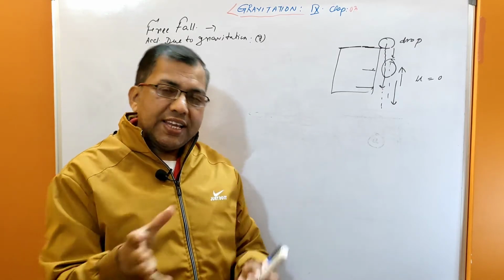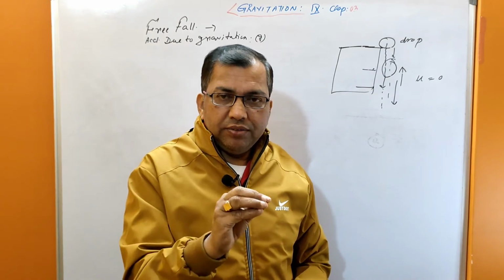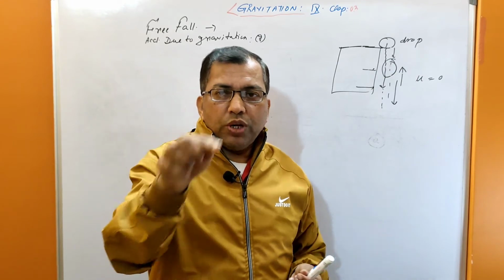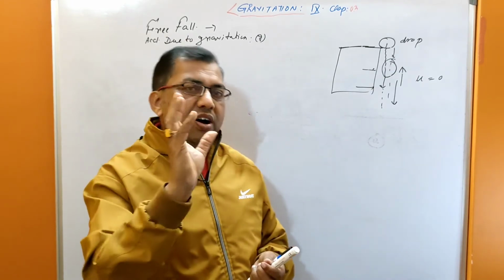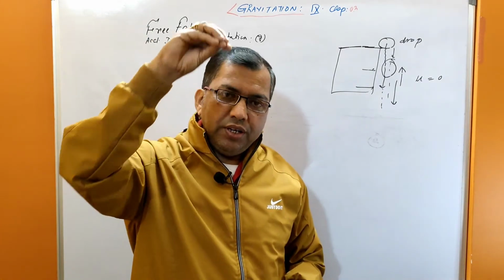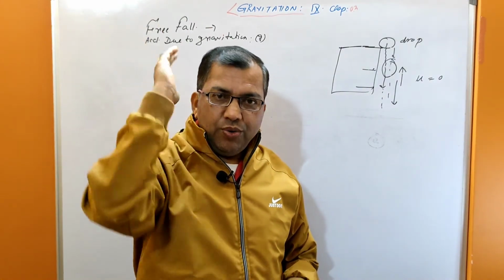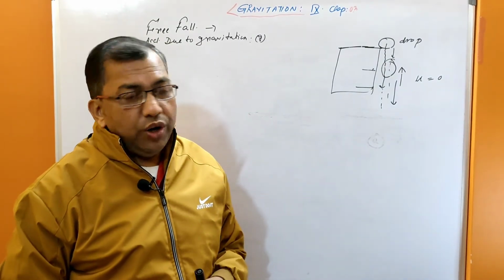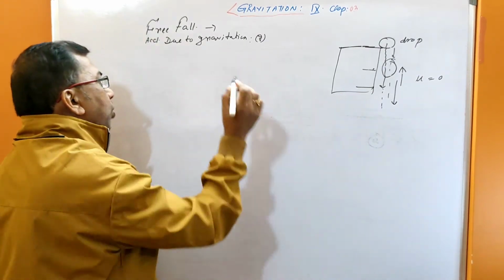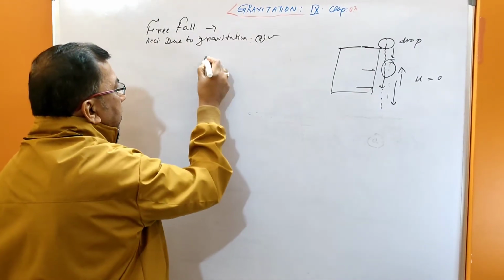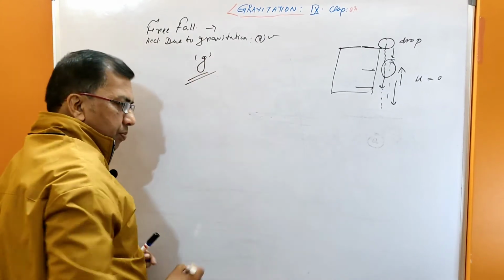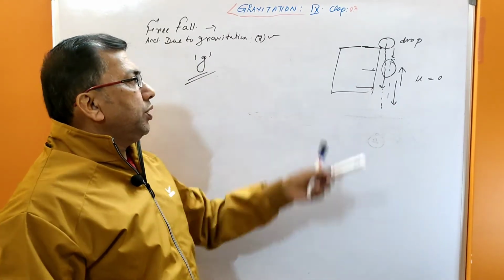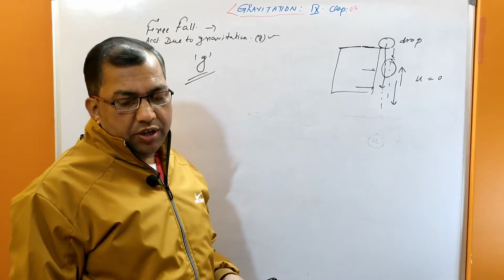Clear? And the acceleration produced in a body in free fall due to gravitational force of earth on the body is known as acceleration due to gravity, and it is denoted by small g. Acceleration due to gravity does not depend upon the mass.